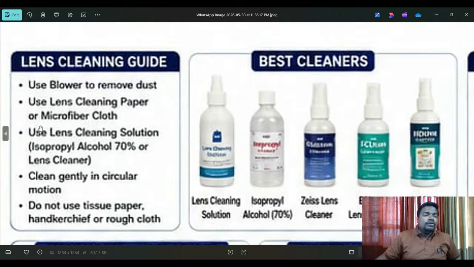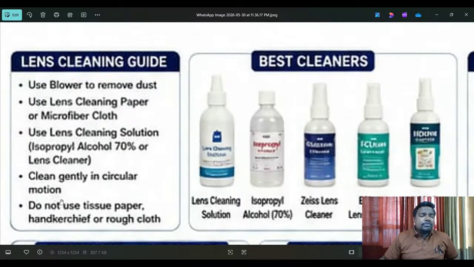Use lens cleaning solution, isopropyl alcohol 70% or lens cleaner. Why am I giving this much information? Because there are best cleaners for lenses, and you have to use them based on the protocol, otherwise the lens will be damaged. Understand? Lens visibility and reliability will be reduced. That's why, before cleaning, you should get the information from your seniors. Okay, don't take your own decisions.